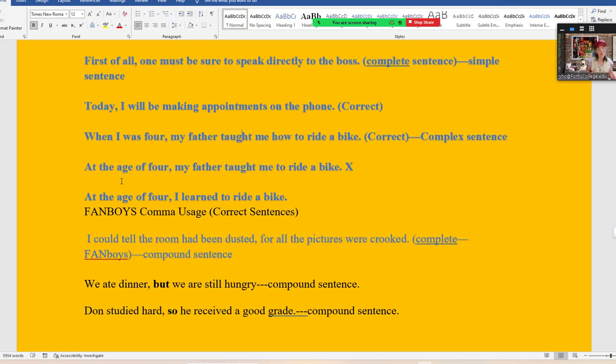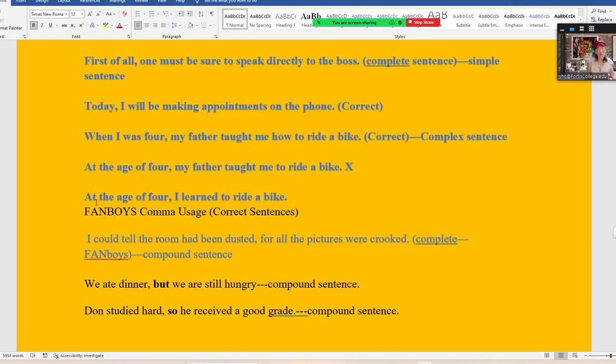At the age of 4, my father taught me to ride a bike. Now this is wrong because did your father teach you to ride a bike when he was 4 years old? When your father was 4 years old? You didn't even exist when your father was 4 years old. So this sentence makes no sense. It's a misplaced modifier. Yeah, this is a misplaced modifier mistake.